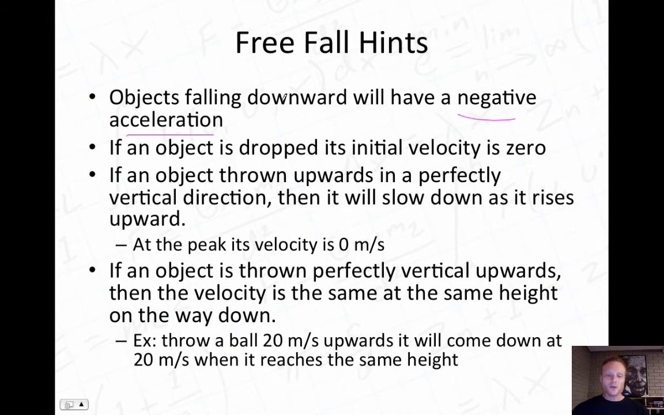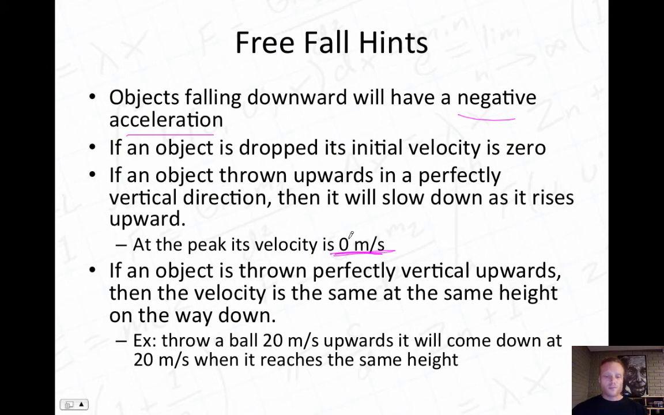If an object is thrown upwards in a perfectly vertical direction, it will slow down as it rises upward. The reason it slows down is because gravity is pulling it back down to the earth. You can go outside and try it today if you want. Throw a golf ball up into the air. It'll fly up, but as it flies up, it starts to slow down until eventually it hits a peak. At that peak, its velocity is 0 meters per second. So for just an instant, it's in the air and it stops. It's not moving at all. It's actually changing directions. So that's a big hint that you can cut free fall problems in half and look at the peak. From the point where you threw it to the peak height can be part of the problem that you look at. At the peak, the velocity is 0 meters per second.